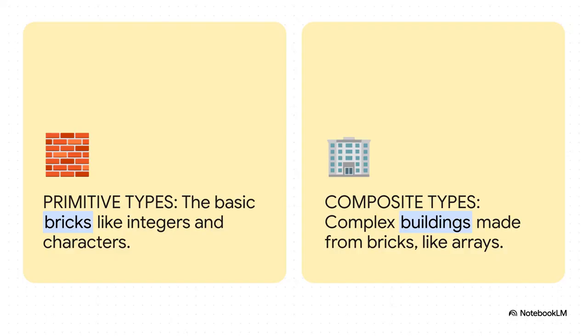And this is where it gets really cool. It all breaks down into two main types. On one hand, you have your basic bricks. These are the primitive types, like a single number or just one letter. But then you take those simple bricks and you use them to construct these huge, complex buildings. And those are the composite types, things like arrays and trees that we're about to explore.